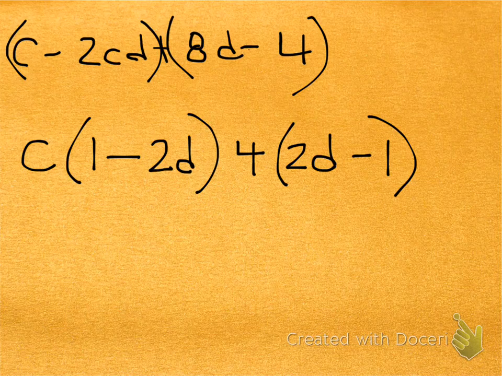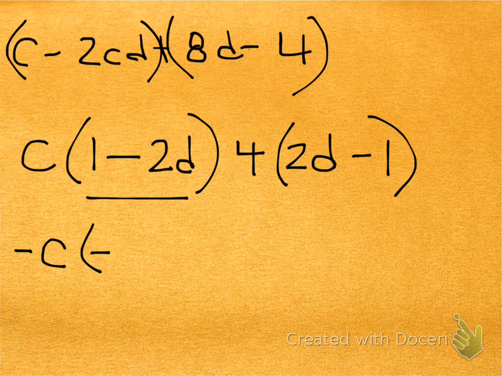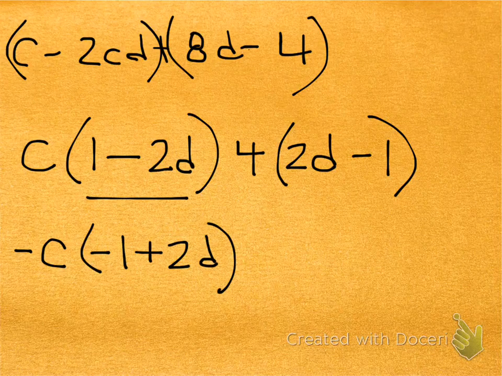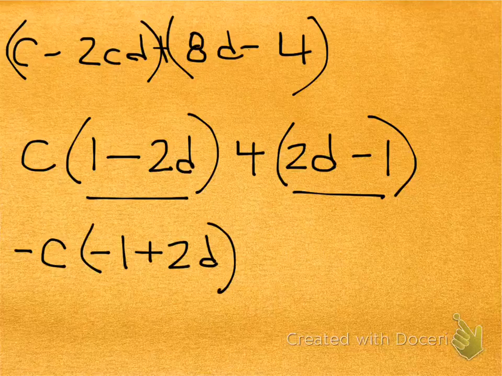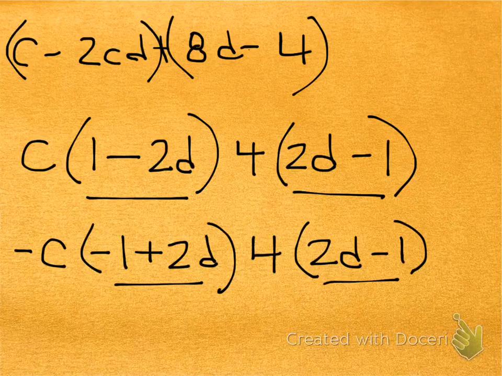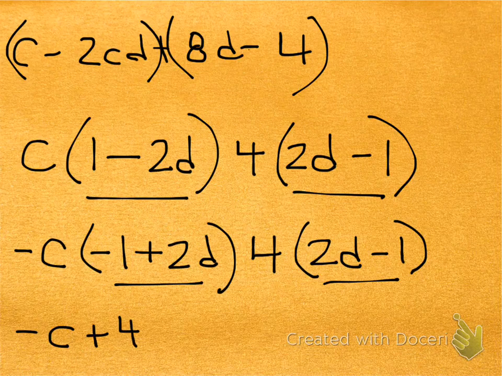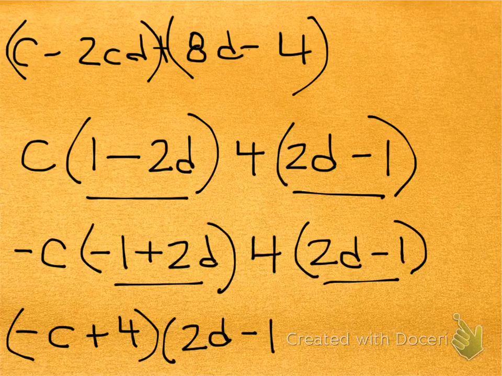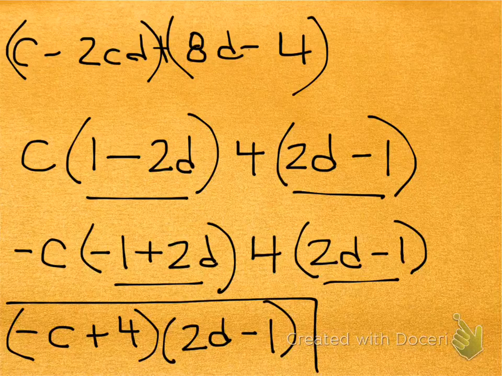Since the first grouping is the opposite of the second grouping, we're going to take out a negative 1 on the first grouping and make the c negative. So then this would become a negative 1 plus a 2d. And that's going to be the same thing now as the other grouping. The 4 stays as positive, and this would stay as 2d minus 1. But now we have our parentheses the same, and we have our grouping outside the parentheses. So we put that in parentheses, and then we put our grouping in the parentheses, and that's our final answer.